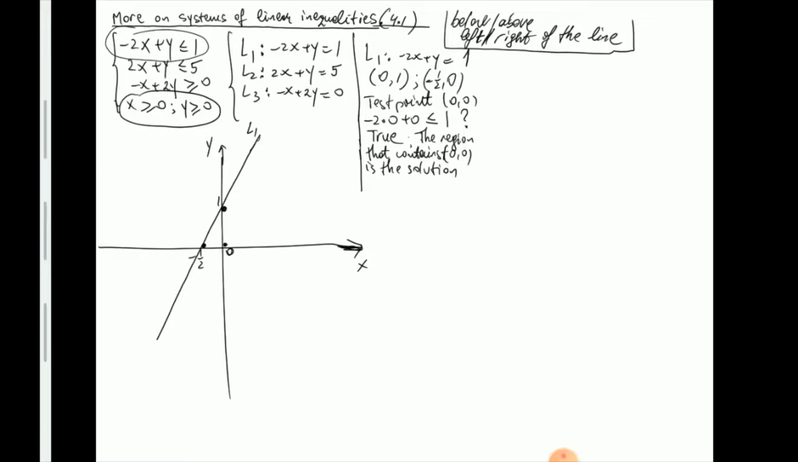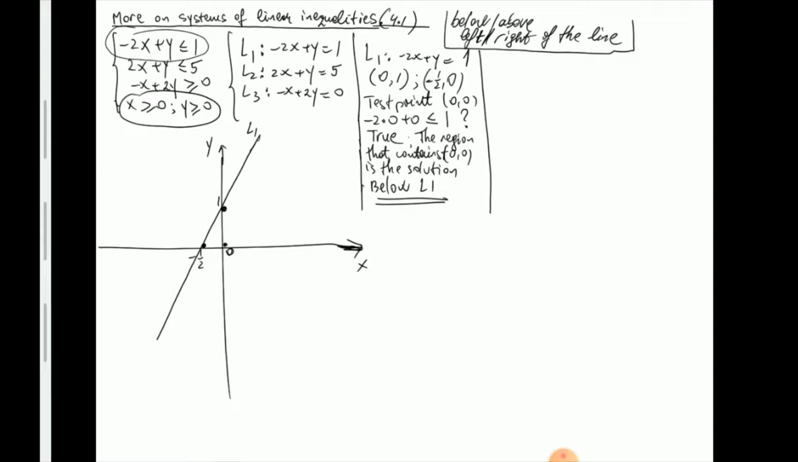So in that case, it means the region below the line. Again, refrain from painting or drawing patterns to mark the region below the line. Just write down that you're going to look at the region below L1, the one containing 0, 0. So we're going to do the same thing for each line.